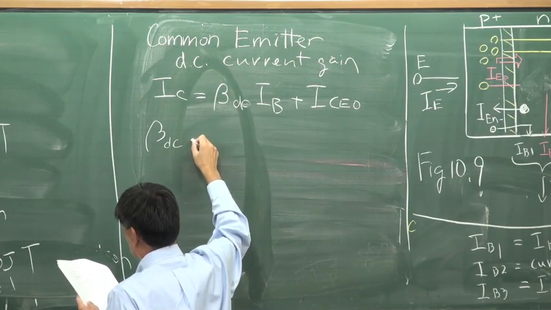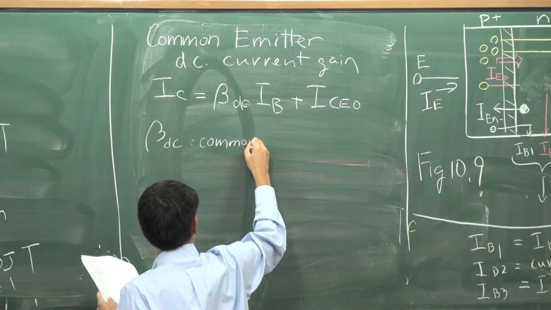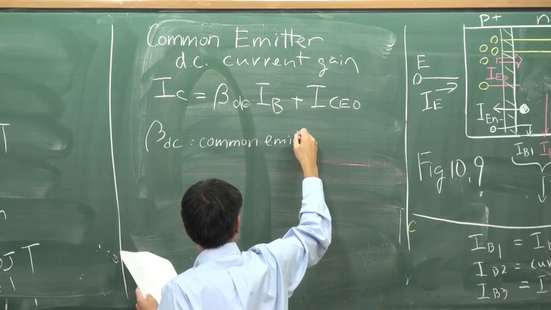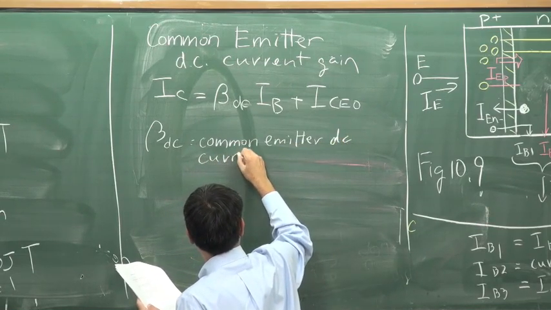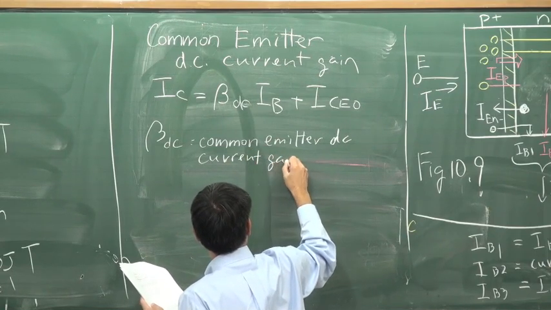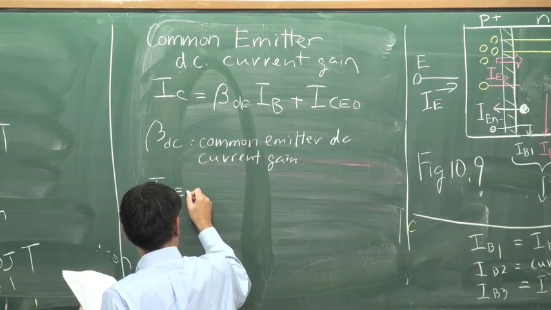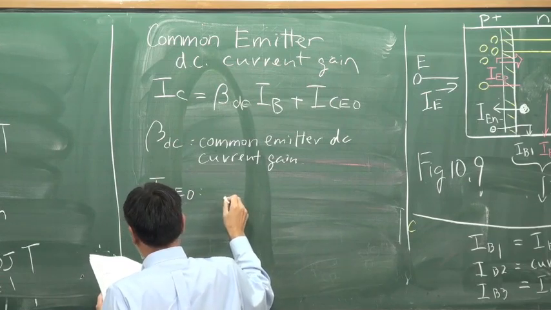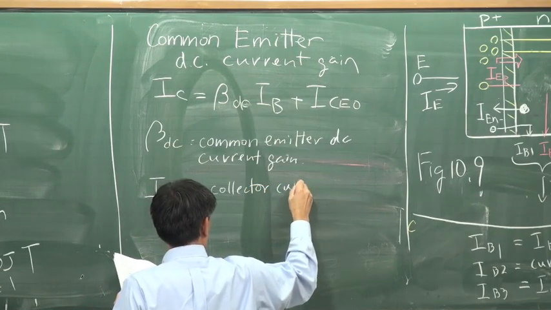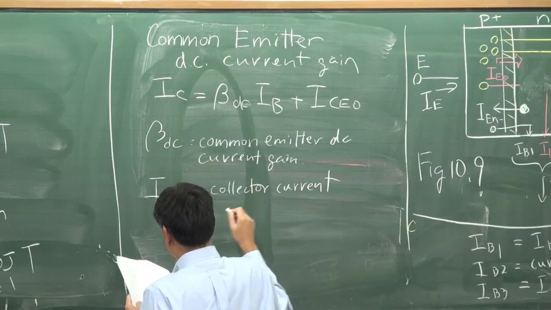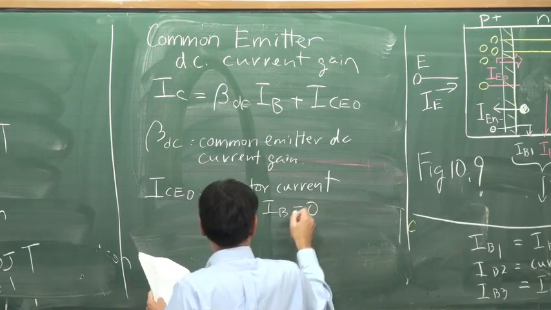So this is the common emitter DC current gain. And ICE0 is the collector current when the base current is 0.